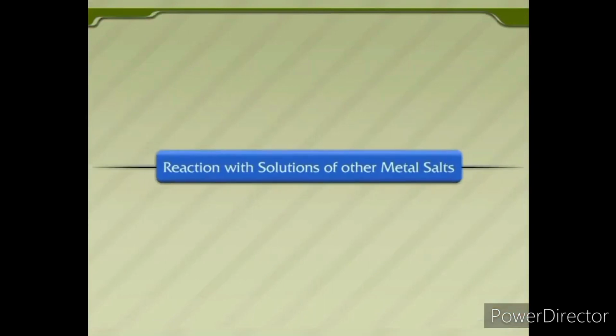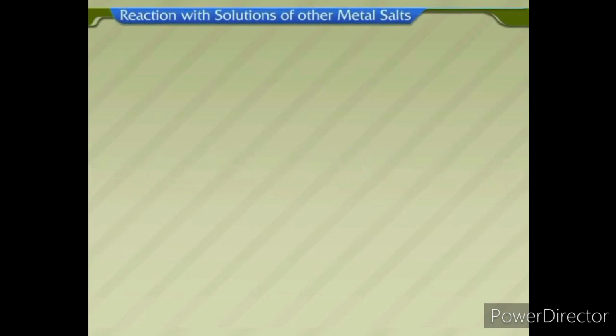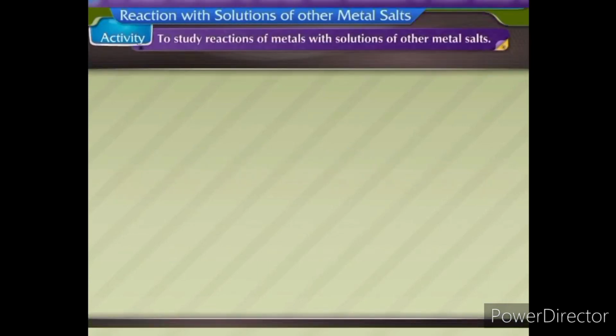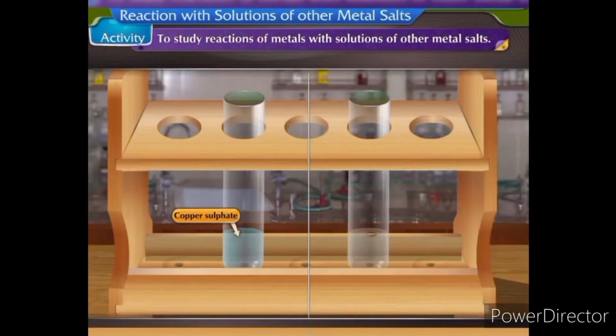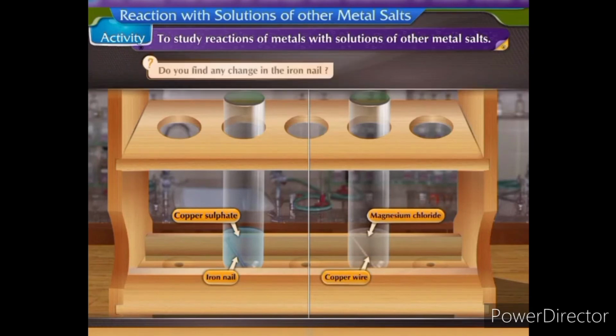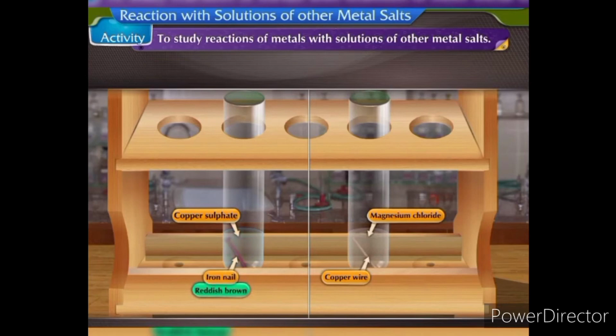Reaction with solutions of other metal salts. Take solutions of copper sulfate and magnesium chloride in 2 test tubes. Put an iron nail in the solution of copper sulfate and a copper wire in the solution of magnesium chloride. Do you find any change in the iron nail? The iron nail gets coated with a reddish-brown color, and the blue color of the copper sulfate solution has faded.